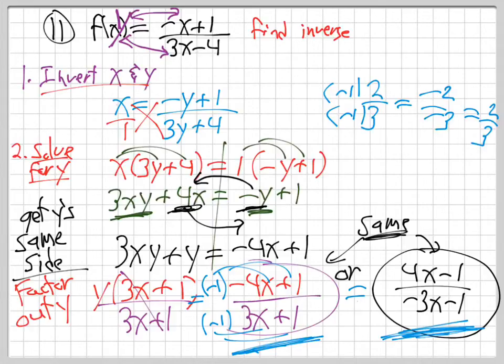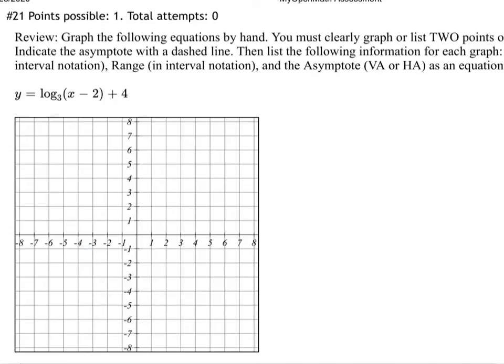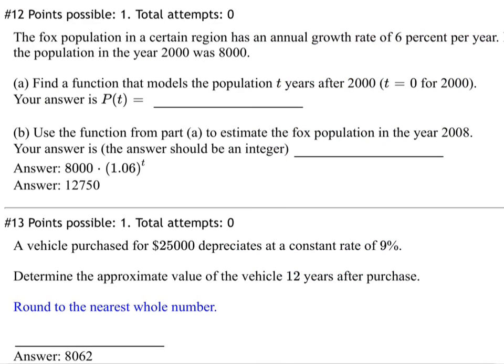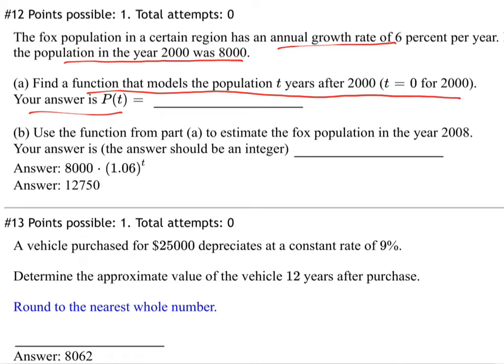All right. Oops, let's go on to number 12. Go back here to number 12. There it is. Okay, number 12. The fox population in a certain region has an annual growth rate of 6% per year. The population in the year 2000 was 8,000. Find a function that models the population t years after 2000. Okay, and use this function to estimate the fox population in the year 2008.